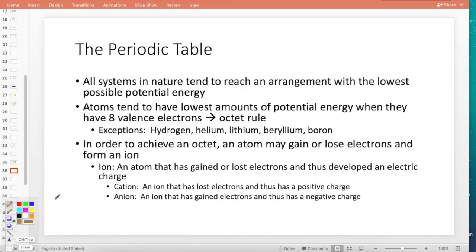So here is one way that we can use valence electrons to determine some things about some chemical properties. Before I talk about this, I want to bring up a hugely important idea that really governs most of the things in chemistry, and it is this. All systems in nature tend to reach an arrangement with the lowest possible potential energy. This is incredibly simple to think about.